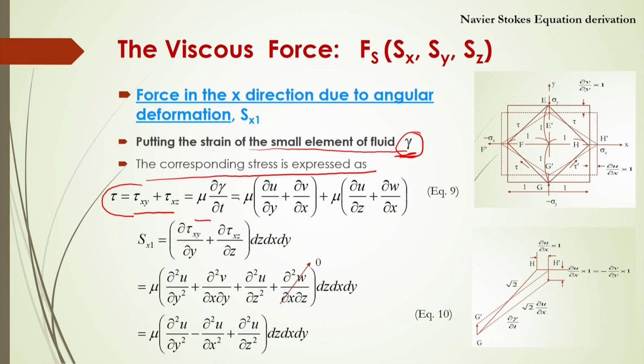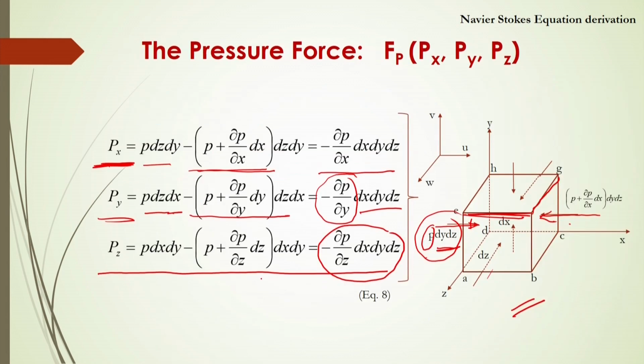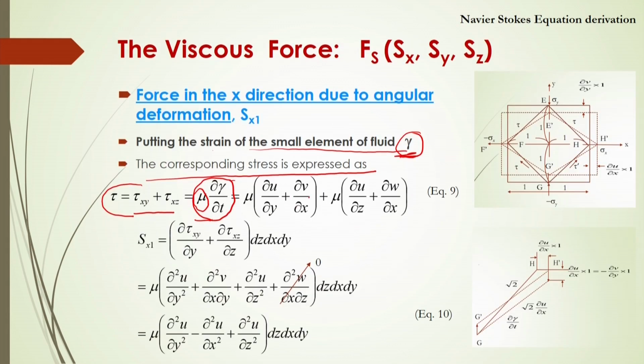So, it will be mu into the rate of deformation, viscosity into, here mu is the coefficient of viscosity, and ∂γ/∂t is the angular deformation here. Finally, you will get how to calculate this ∂γ/∂t. It is actually mu into (∂u/∂y + ∂v/∂x), plus ∂u/∂z plus ∂w/∂x.